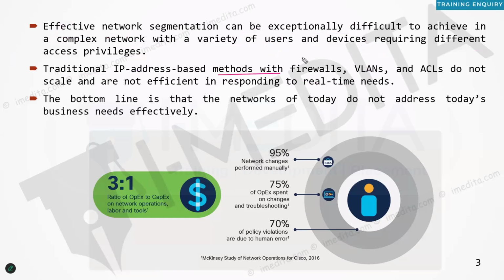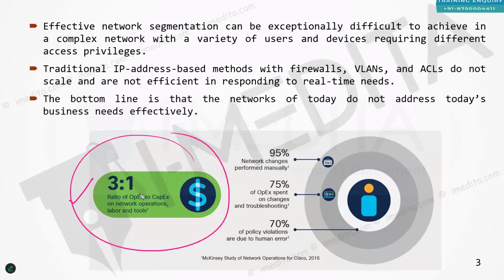Traditional IP-based methods using firewalls, VLANs, and ACLs do not scale well, and they are not efficient in responding to real-time requirements. Bottom line is that the networks of today do not address today's business needs effectively. As per a study done in 2016 by Cisco, the ratio of operational expenses to capital expenses on network operations, labor and tools is approximately 3:1.